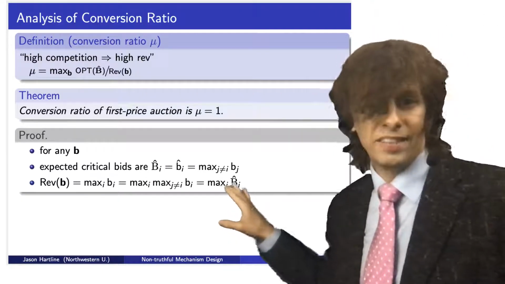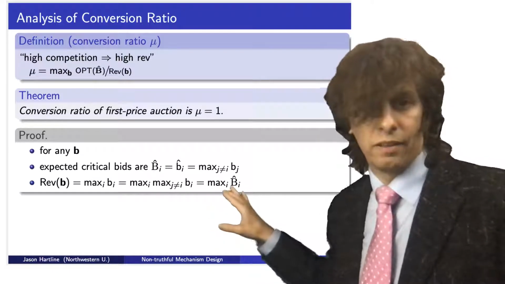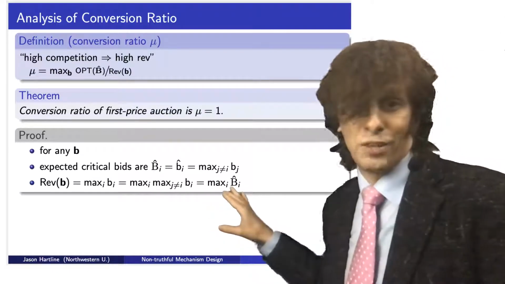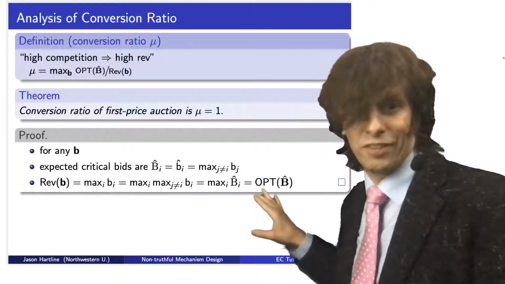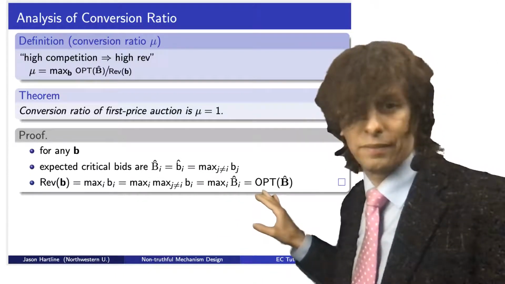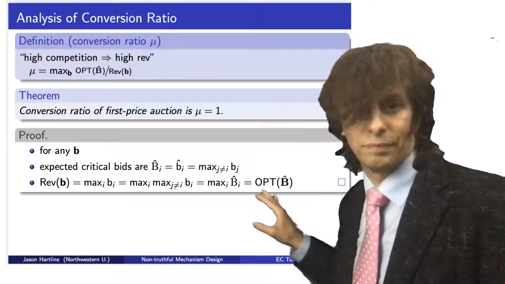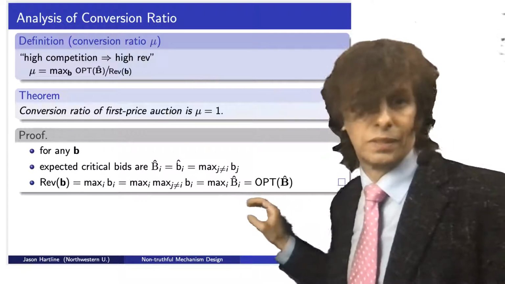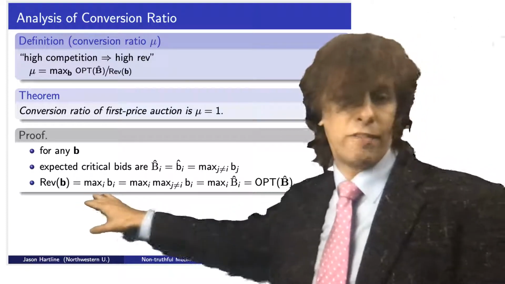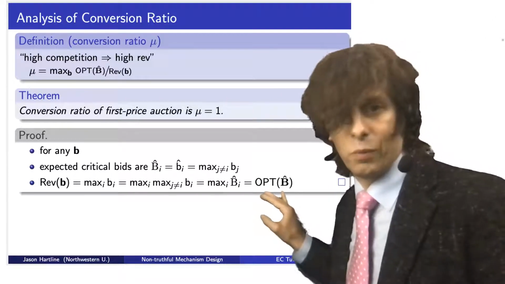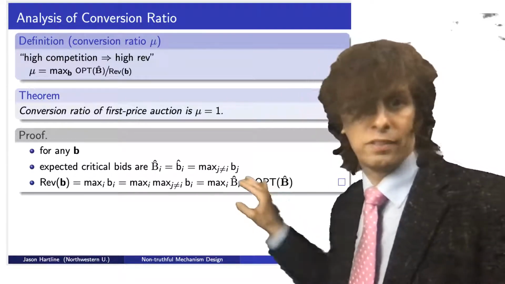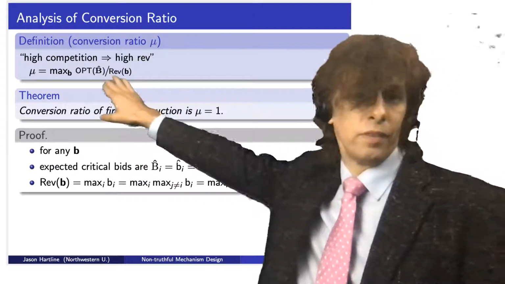Okay, and this is the optimal welfare we could get if we were maximizing over the expected critical bids. Okay, and so that is the definition of just OPT of b hat. Okay, so this revenue is equal to the optimal welfare from the critical bids, and so this ratio is equal to 1.